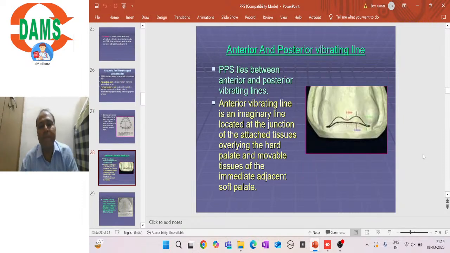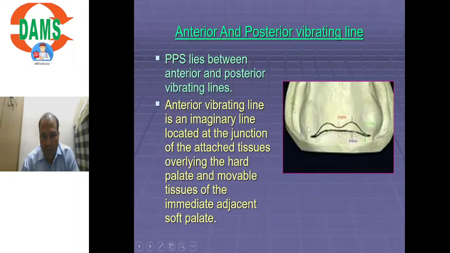Now there are two things, anterior vibrating line and posterior vibrating line. So the anterior vibrating line is the imaginary line located at the junction of the attached tissues of the hard palate and the immediately movable tissues of the immediate adjacent soft palate. Okay, so if you can see on the screen, the shape of the anterior vibrating line is actually cupid bow shape.